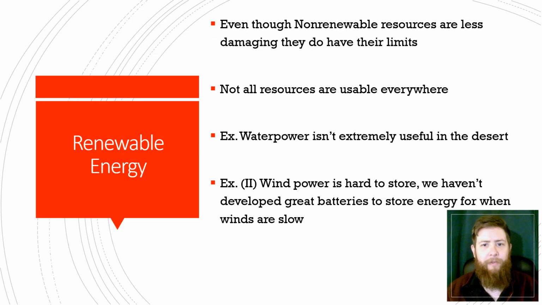So, renewable resources, even though renewable resources are less damaging, they do have their limits. They're not all usable everywhere. So things like water power isn't extremely useful in the desert. Things like wind power is hard to store. We don't have really good batteries to store wind power. And so when the winds are slow, these areas lose power and are not able to create it.